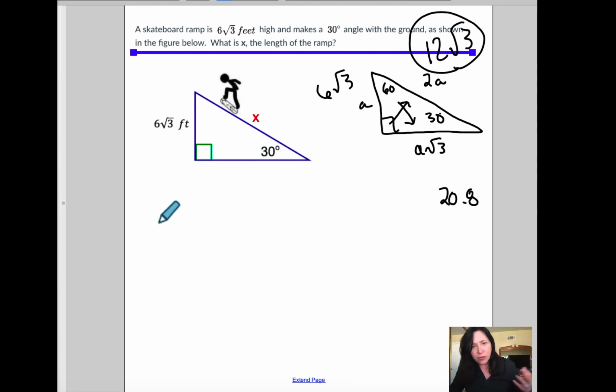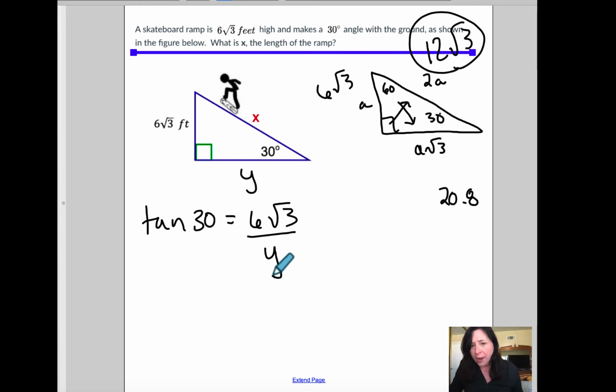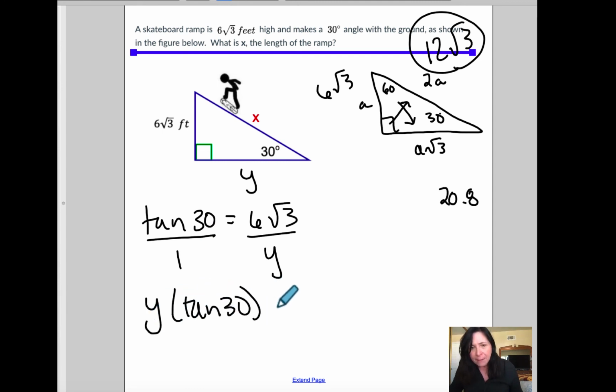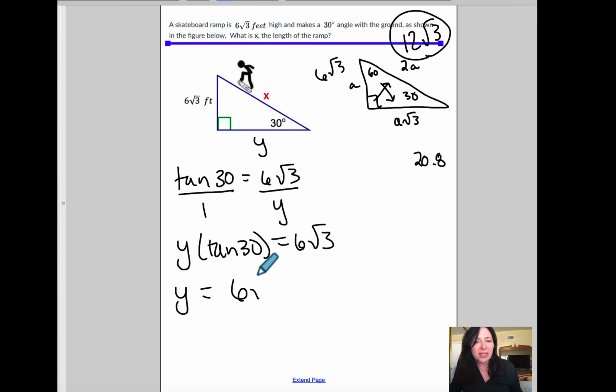But let's just do this with tangent, just for fun. Opposite over adjacent. Let's call this Y. So across from the 30, tangent of 30 degrees is equal to the opposite side, 6 root 3, over the adjacent side, which is Y. Then I would cross multiply: y times tangent of 30 degrees is equal to 6 root 3. Then y is equal to 6 root 3 divided by tangent of 30.